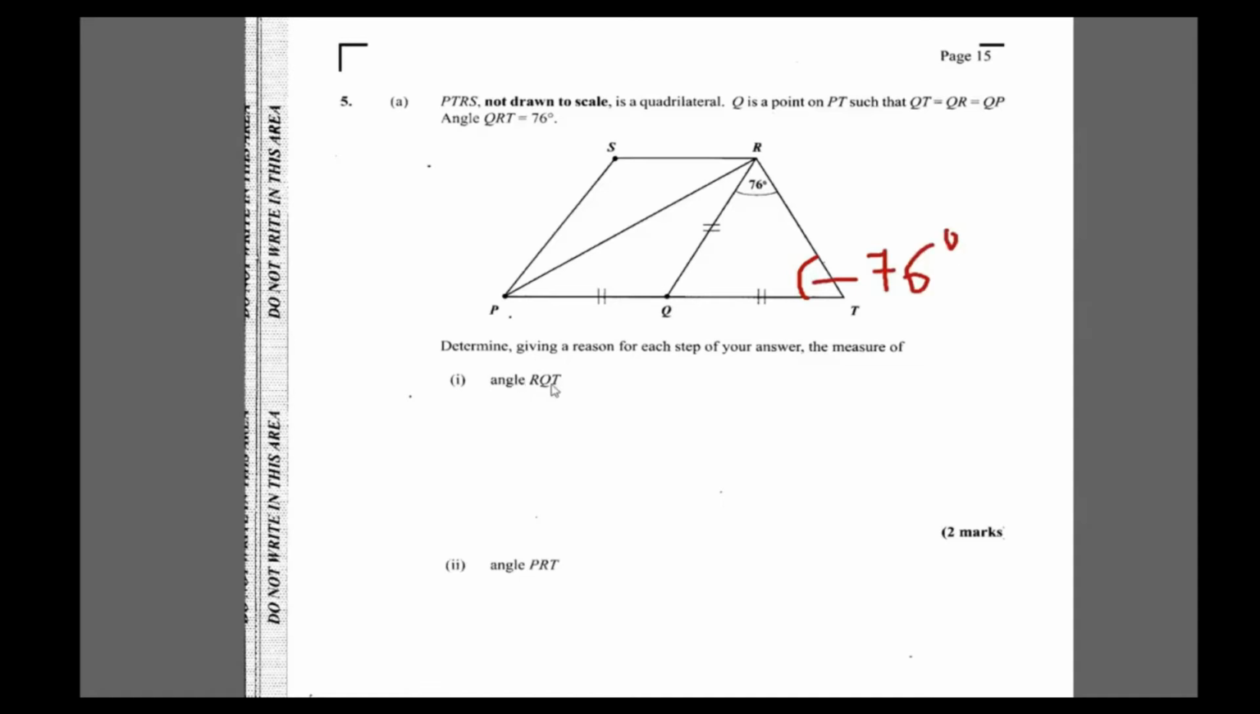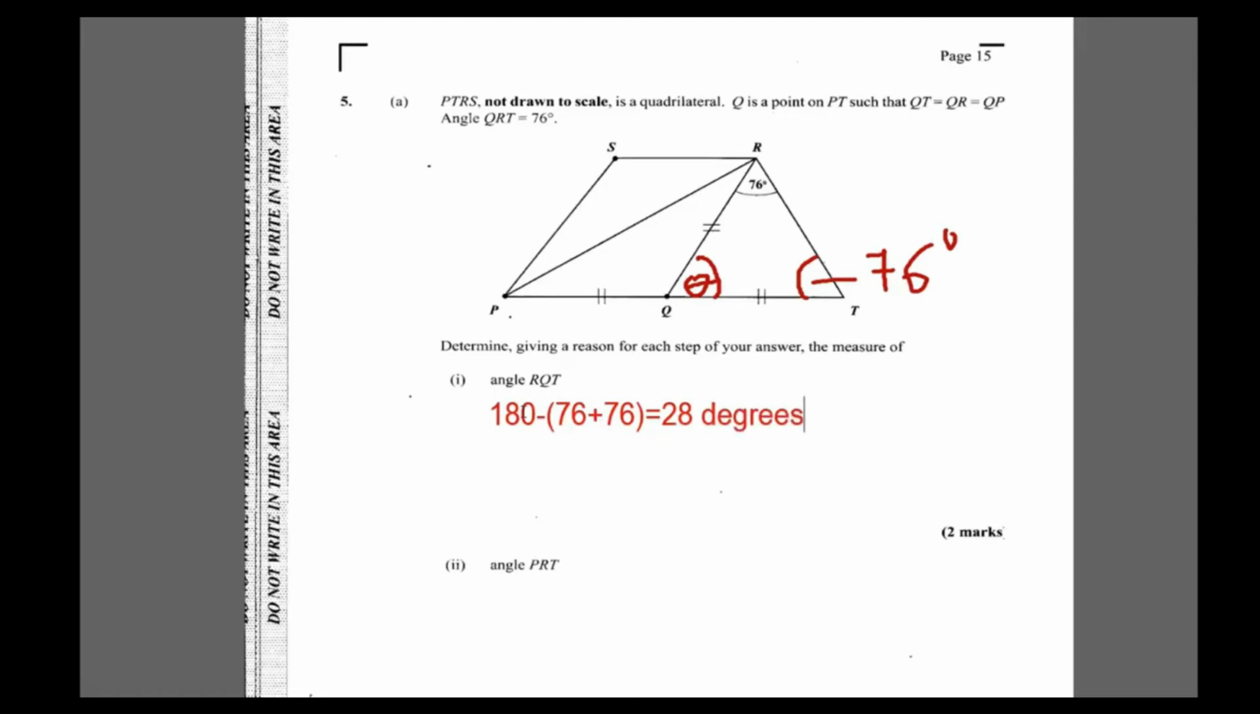Now it says find angle RQT. RQT is this angle right here. Angles in a triangle sum to 180, so this is going to be easy to find. Angle RQT is going to be equal to 180 minus 76 plus 76. You subtract that from 180, and that is 28 degrees. So angle RQT is 28 degrees.